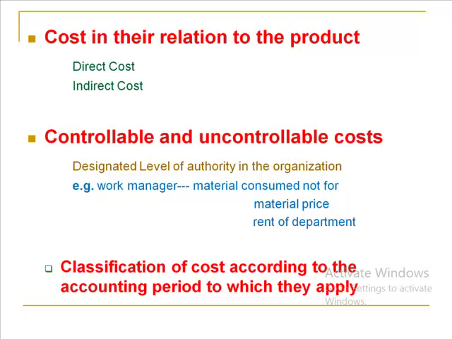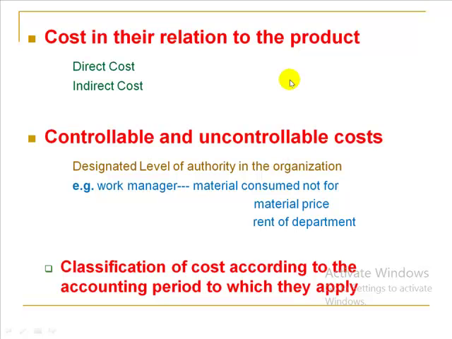Remember students, we have classified cost in our previous session based on functional or divisional classification. Then we had studied the cost elements, that was direct material cost, direct labor cost, and FOH cost. So that was the elements of cost. Today we will proceed to discuss classification of cost in relation to the product, controllable and uncontrollable, and classification of cost according to the accounting period to which they apply, and so on, inshallah.